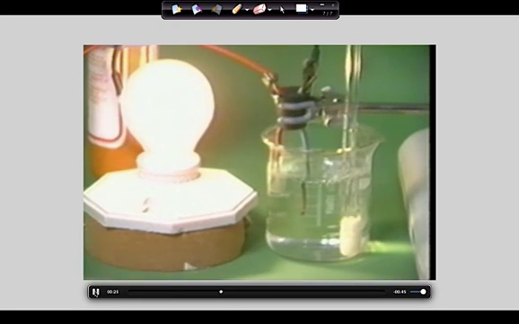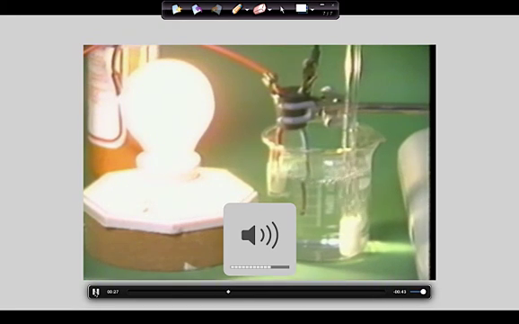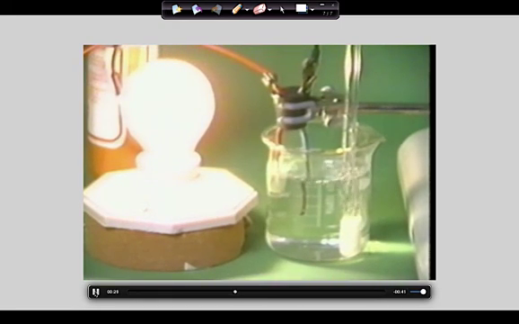Hydrogen chloride gas passes into the water, it dissolves, and the bulb shines very brightly, showing that the solution is conducting. Ions form because water behaves as a base, accepting protons from the hydrogen chloride. We'll talk more about that later. We get the hydronium ion and the chloride ion.